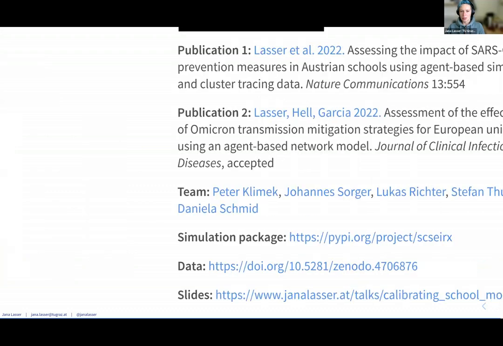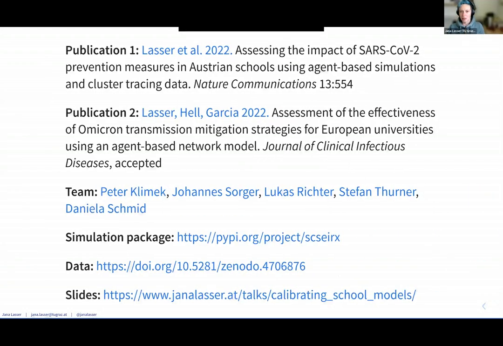And that's already it. This is the collection of materials. We have one publication about the school study in Nature Communications, and a second one where we used the same calibration, but this time for spread in a university contact network, which was just accepted yesterday. I also want to thank the team that contributed to this, Peter Klimek first and foremost, who is also here today. There's a simulation package associated with the simulation that is free to use. Data is also open. And if you're interested, the slides are here, and I also posted them in the chat.